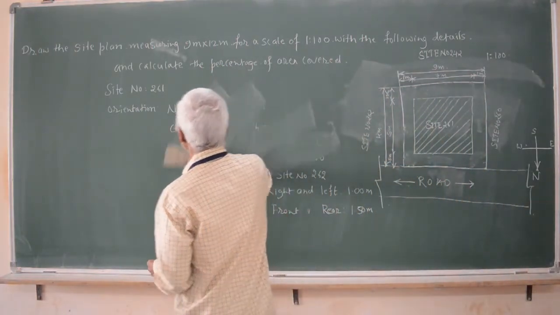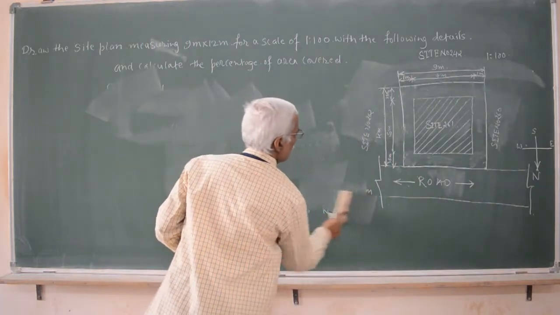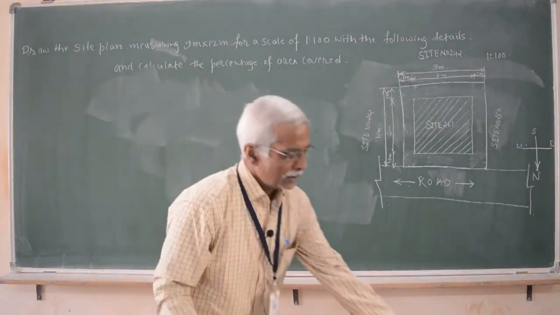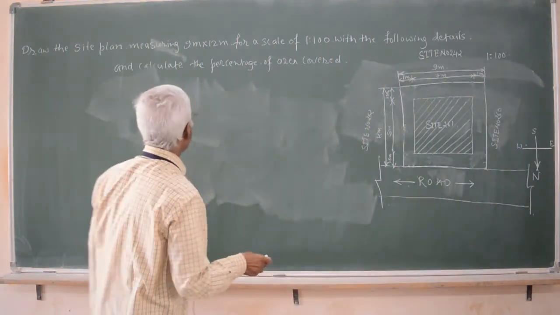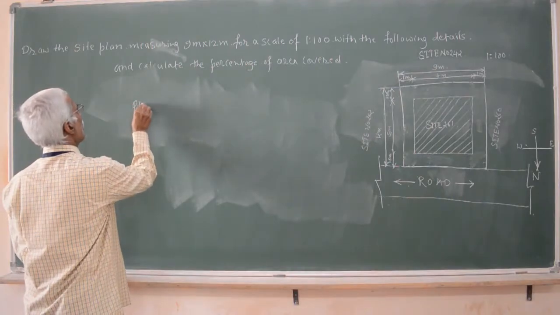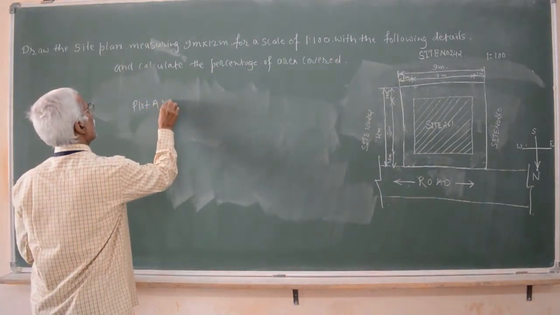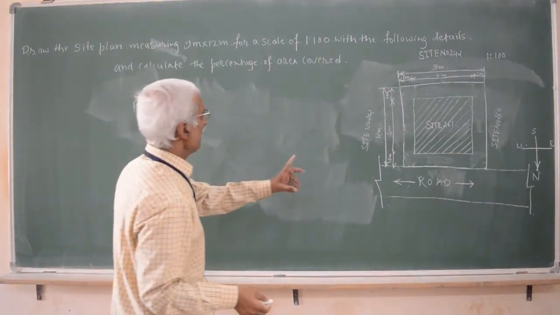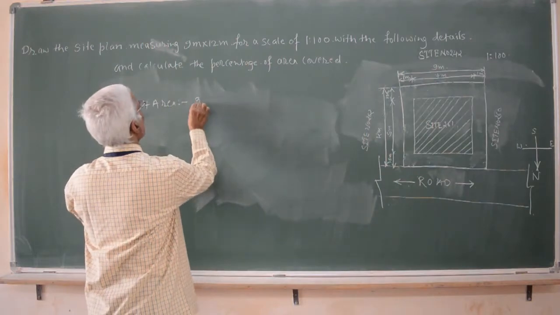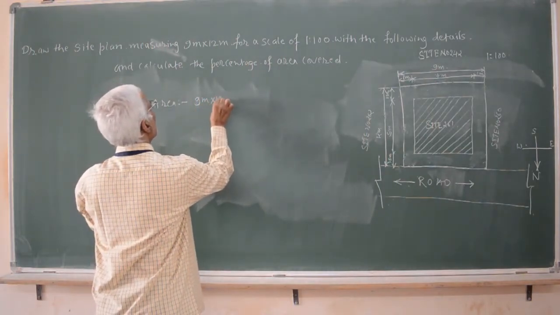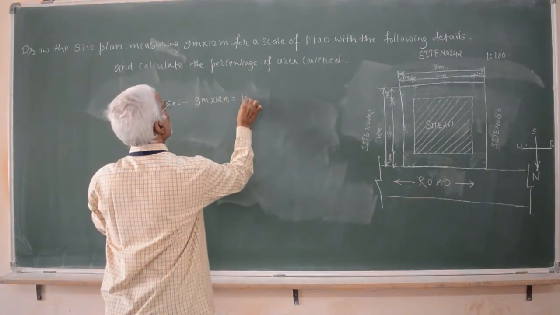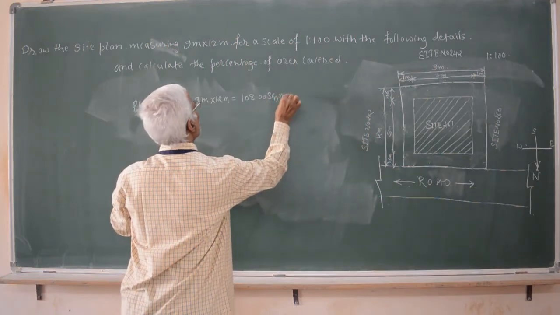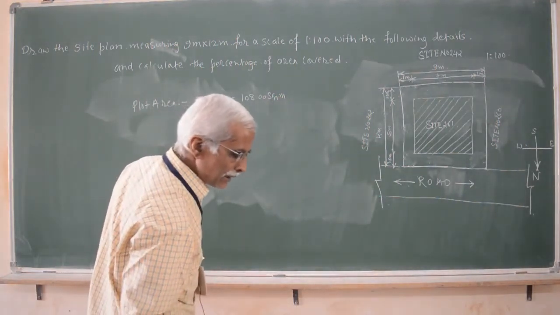Now the calculation part is there. After completing the drawing, you have to calculate the area. Now, plot area you have to calculate. All of you know that area equals length into breadth. Here length is 9 meter and depth or the length is 12 meter. That equals 108 square meter. Plot area is 108 square meter.